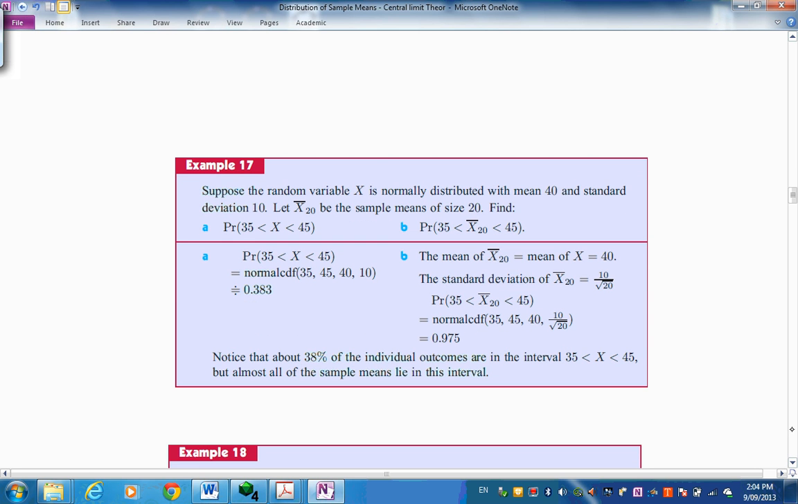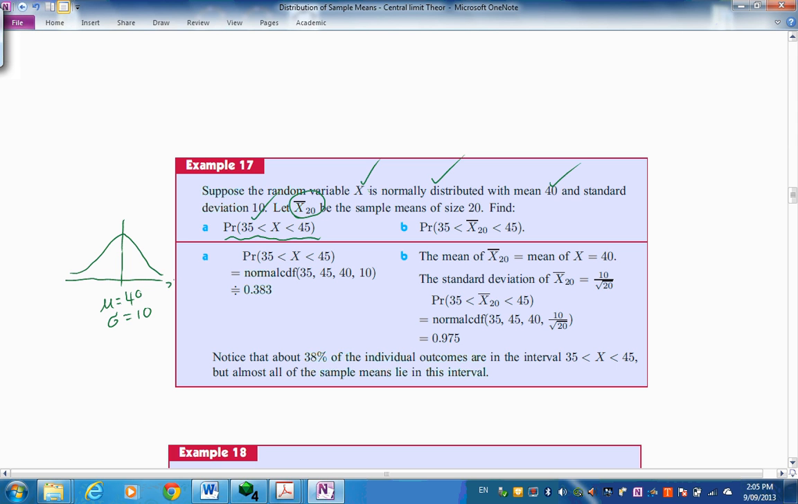That's saying, if we have a random variable and it's normally distributed, it's got a mean and a standard deviation, let's have a look at what we'd expect if we took a sample of 20 and found their means. First of all, let's find the chance of an ordinary member of that population being between 35 and 45, whatever those things are that we're measuring. So what we're doing here is the same as before. Here we go, the mean is 40 and the standard deviation is 10.